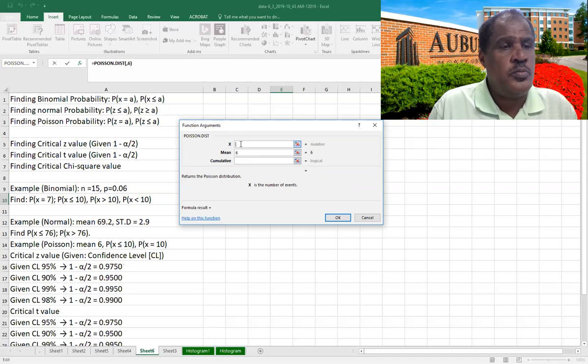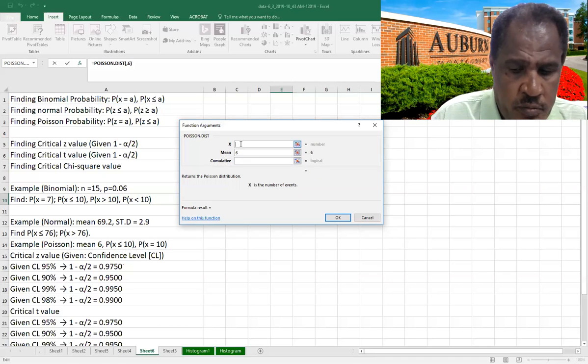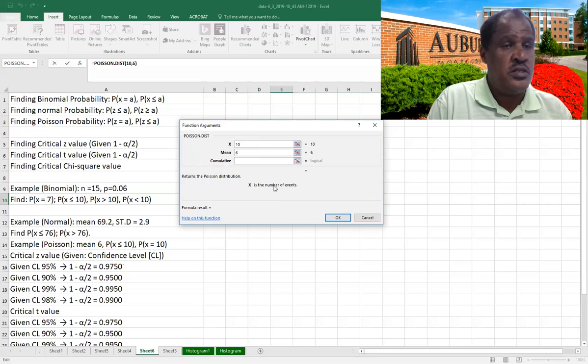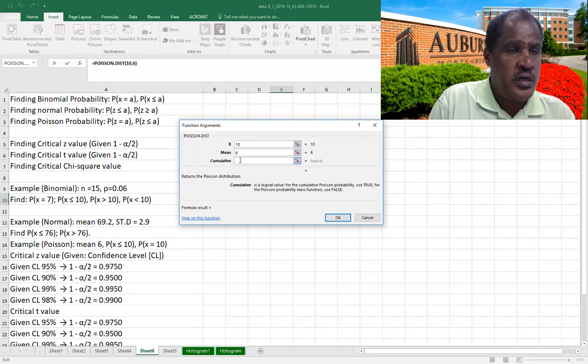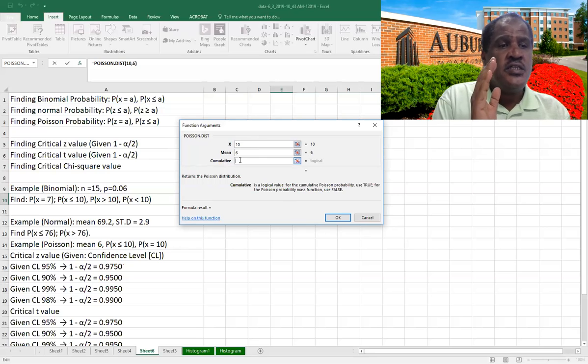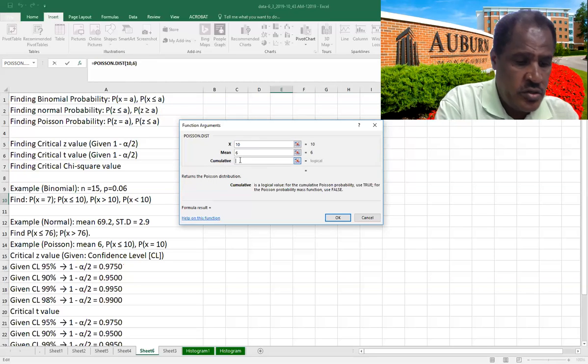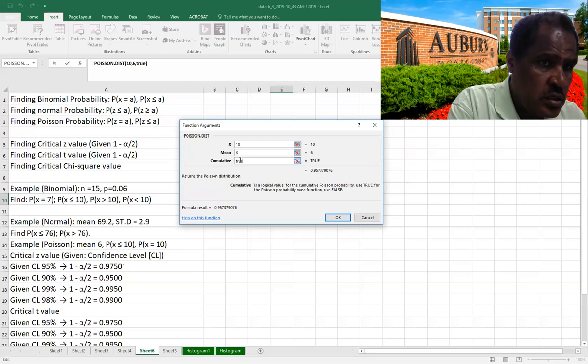So let's say you want to prepare for the worst case scenario. Let's say, what if 10 hurricanes show up in 2000 during the next year? So you want to find that probability. Now click here. It says cumulative. Cumulative means you want to find the probability that 10 or fewer hurricanes will exist in the United States. So you are going to say true in this case, okay?